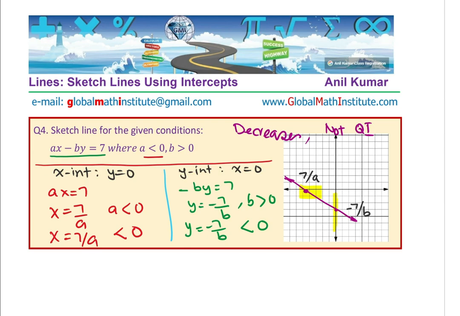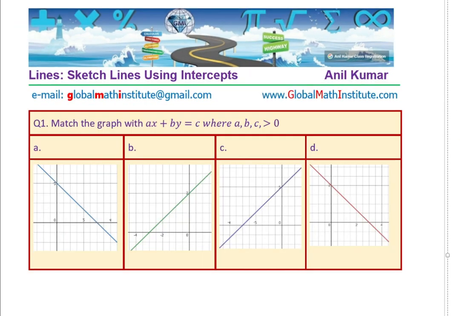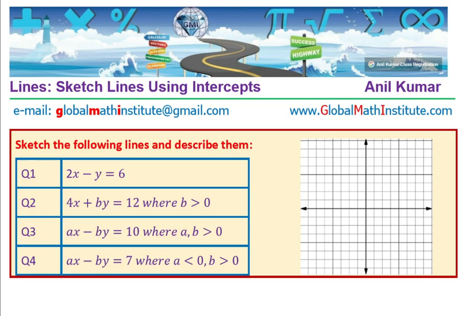Perfect. So here, I'd like you to summarize what kind of graphs did you draw. Okay. So take a moment to summarize all this and also look forward to our next video, which will be a multiple choice test question for you, where you need to match the graph with the given condition. For example, here we have matched the graph with ax plus by equals to c, where a, b, c are all positive. So which one is the right answer? So we'll have 10 questions like this for you. But before that, let us now come back to the summary of this.